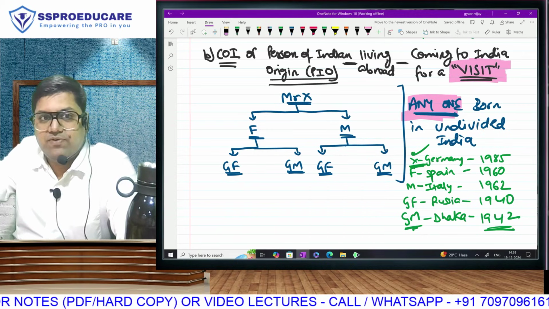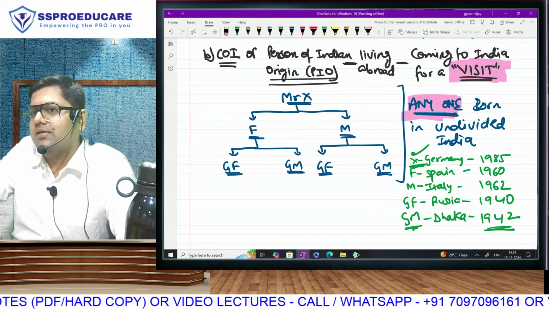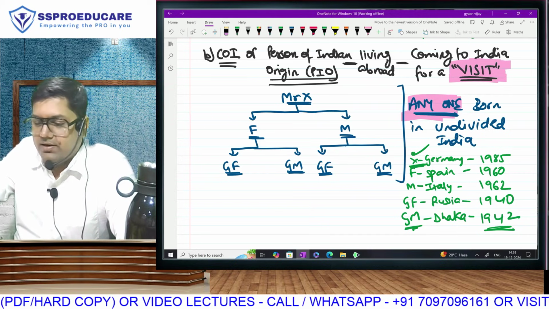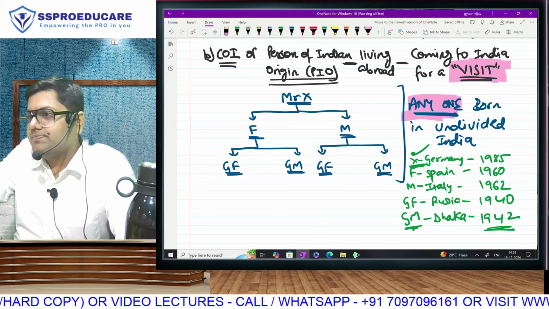So 63, 65 not applicable. You will become resident only after 182 days. Is that clear?